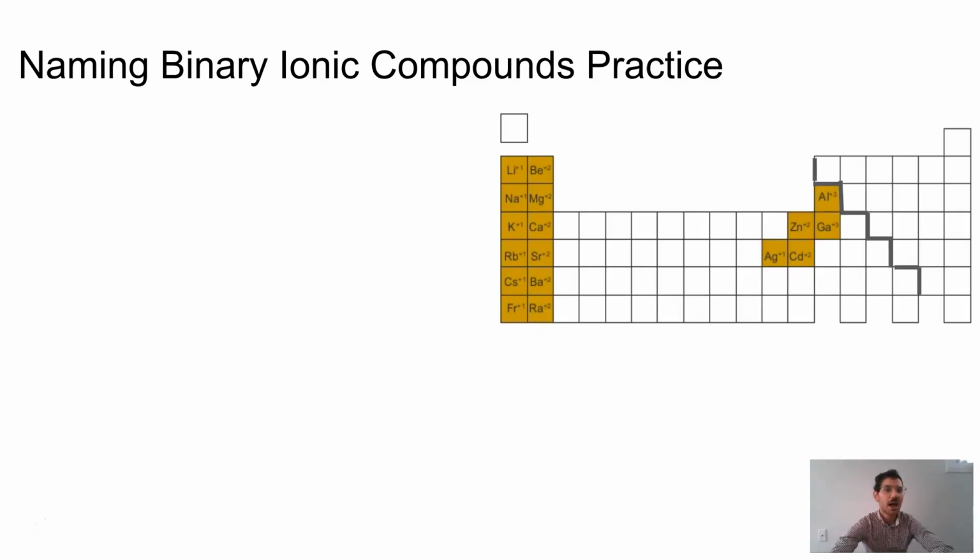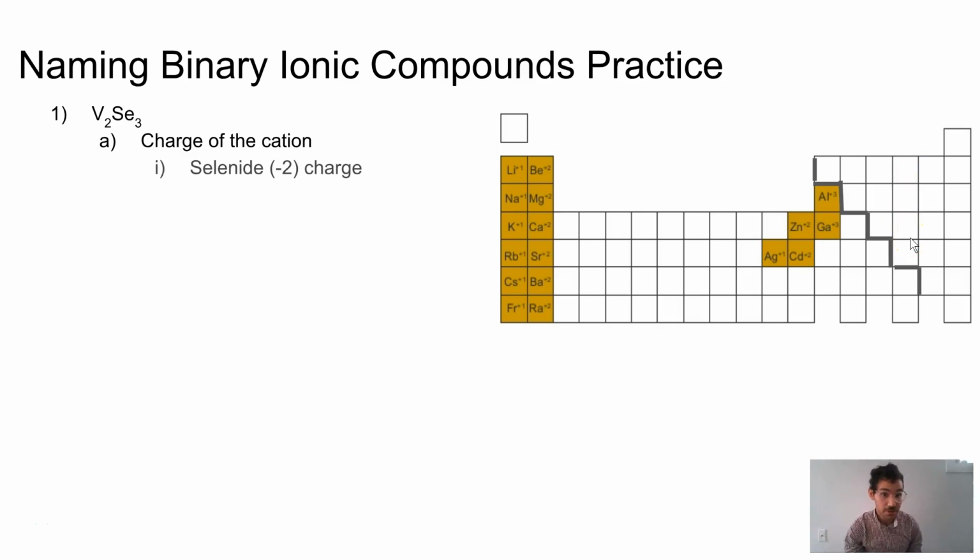Nice. Let's look at a few more examples with some charges. So here we've got V2Se3. Why don't you pause the video and see if you can think about this guy. Cool. Well, let's go through it together. So V, okay, that's vanadium. So that name is not going to change, but vanadium does not have a fixed charge, so we're going to have to figure out the charge. Se, this is selenium, so selenide is going to be the name. So we've got to figure out the charge of this cation. Selenium lives with oxygen and sulfur, so we know it's going to have a -2 charge.